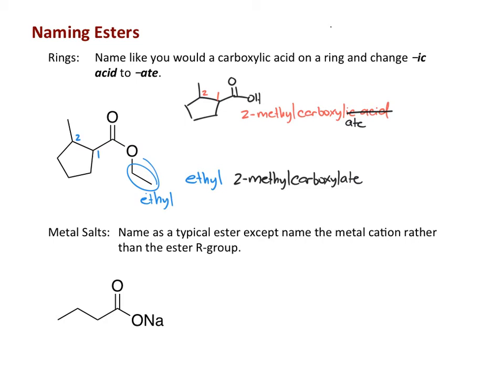One other thing you might run into, which really isn't any major difference, is if you have a carboxylate with a metal present, where essentially this is the sodium cation and the carboxylate anion, and rather than naming the ester R group, you just name the metal cation. So this would be sodium. 4 carbons comes from butanoic acid. Sodium butanoate.